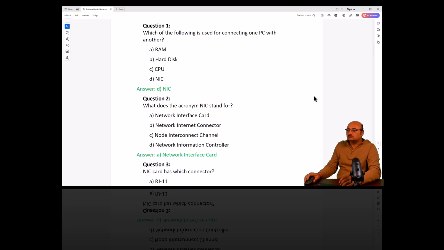What does the acronym NIC stand for? The acronym NIC stands for Network Interface Card. Interfacing with the network, so the card is Network Interface Card. Option A is correct. The network internet control connector, network interconnect channel, network information controller, all these options B, C and D are incorrect.